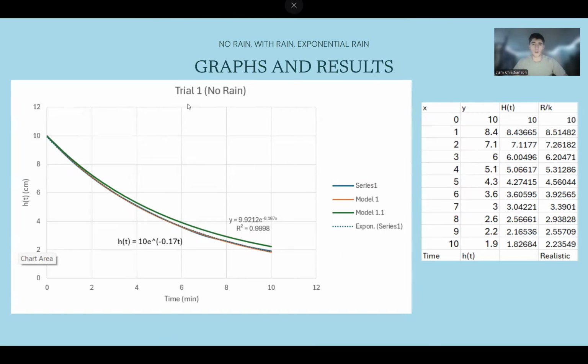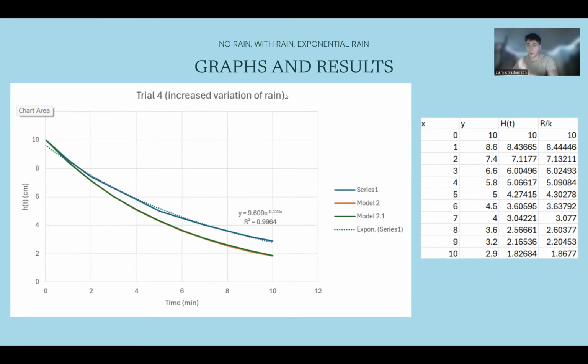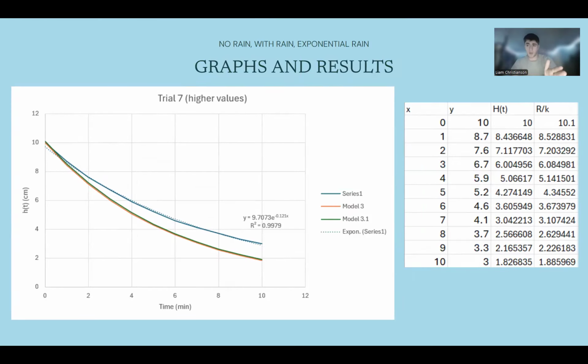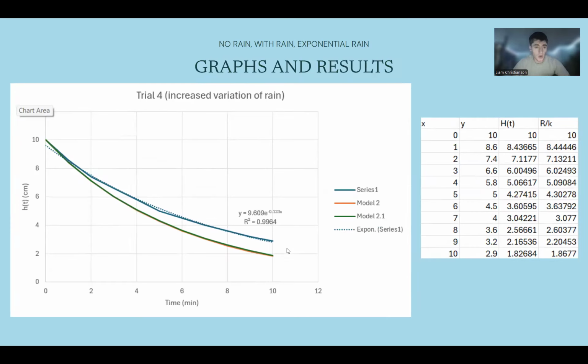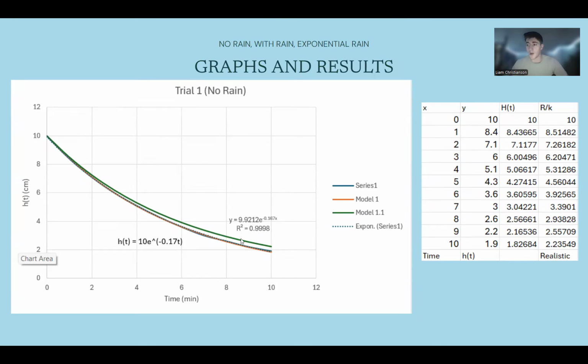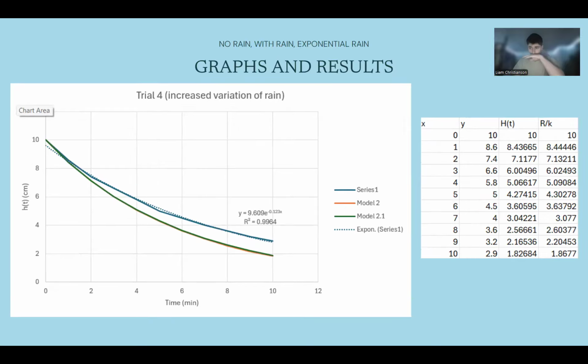So moving on to my graphs right here, we have no rain, numbers off to the side, with rain, numbers off to the side, and then with exponential rain, numbers off to the side. As you can see on all of them, in the green and orange, these graphs compare the experimental data with the theoretical models. These rainfall models also show how continuous inflow slows the drainage results.